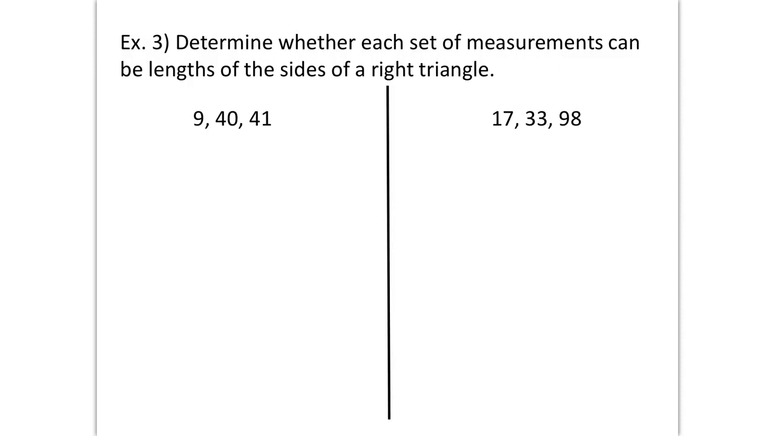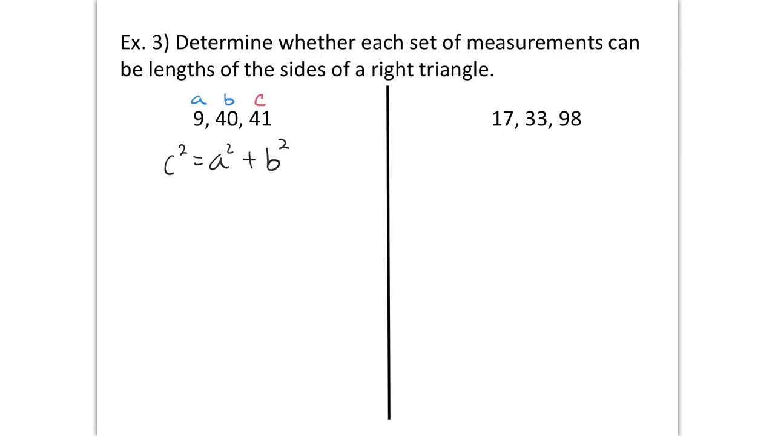So let's use the converse of the Pythagorean theorem to determine whether each set of measurements can be the lengths of the sides of a right triangle. So I'm going to set up my Pythagorean theorem. C squared equals a squared plus b squared. Remember that the longest side of the triangle is your hypotenuse, which is c. So I'm looking at the measurements 9, 40, and 41. So 41 is going to be my c value. The shortest side is going to be my a, and the other one is going to be b.